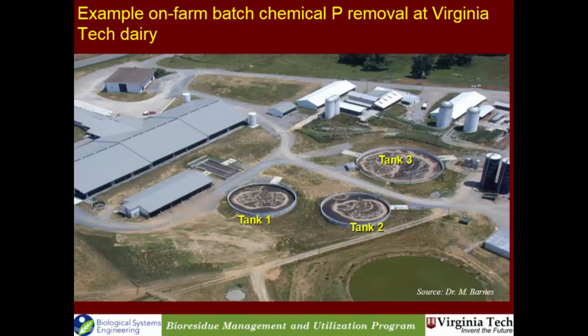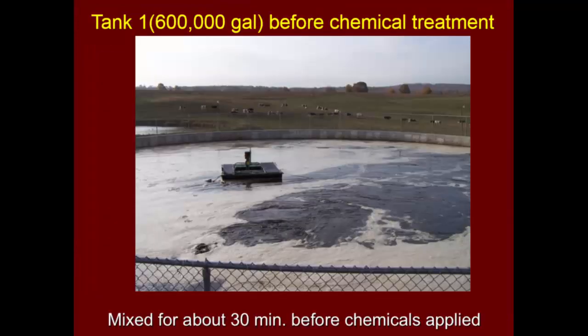This is the Virginia Tech dairy. That's the dairy barn, this is the separator, this is tank one, tank two, and tank three. Generally, that's the way the manure flows from the barn to here, then over here, tank two, then tank three, and then it's flushed back again. So this is the 600,000 gallon tank, that's what it looked like.